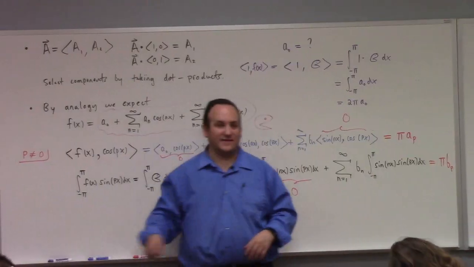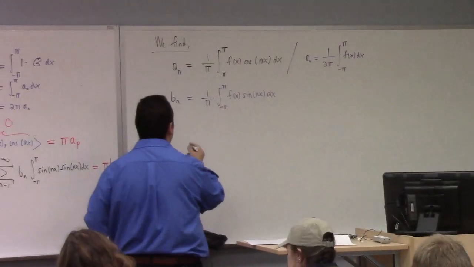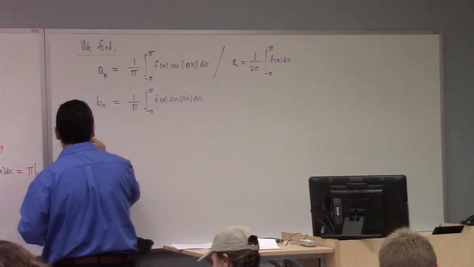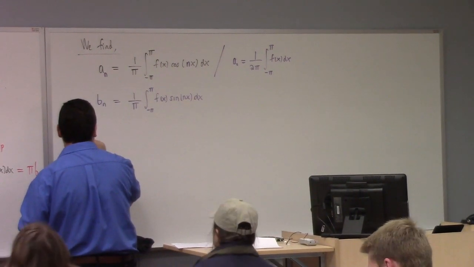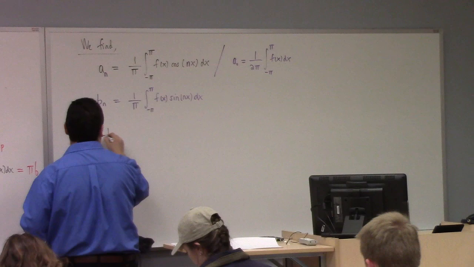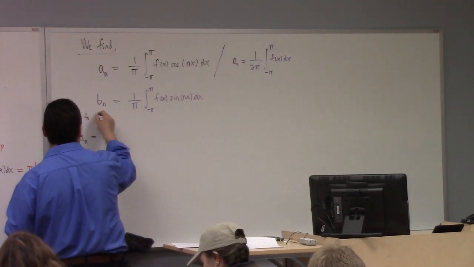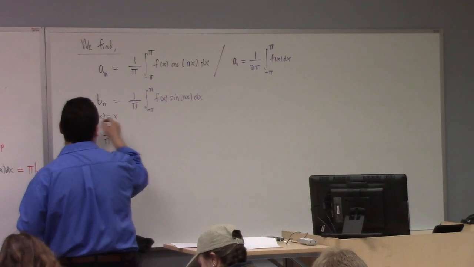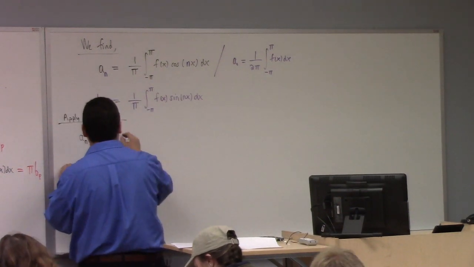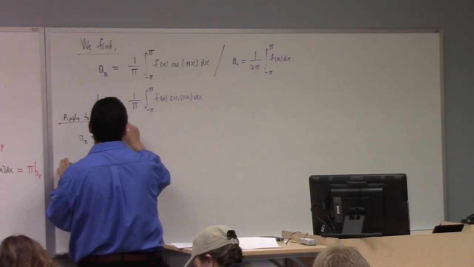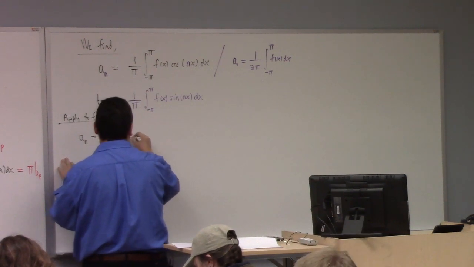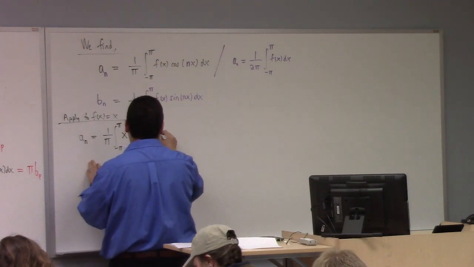I'll do the easy one on this board. Let's calculate a sub n. So, apply it to f of x equal to x. So 1 over pi, integral from minus pi to pi of x times cosine of nx dx. What's that integral?